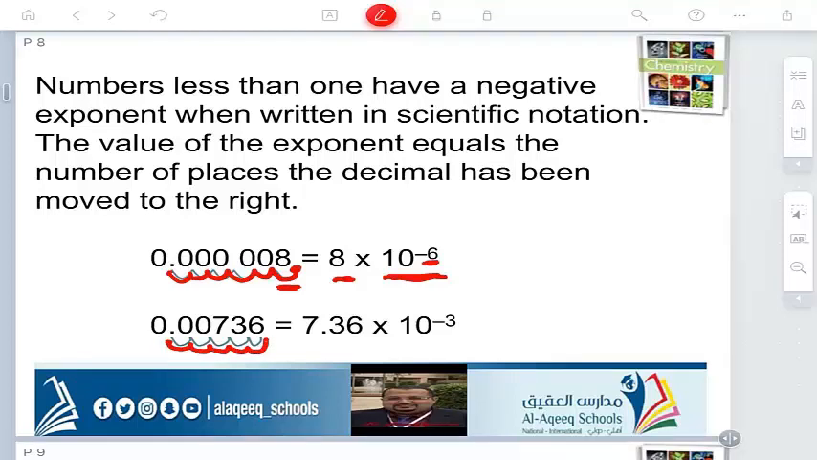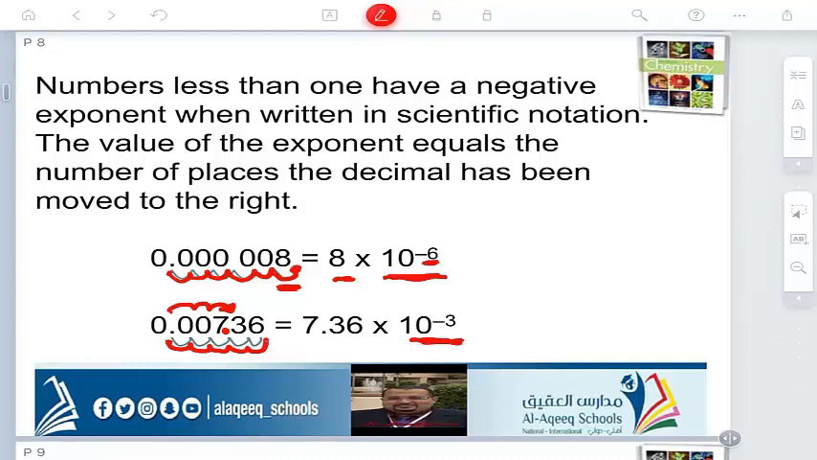5 steps. Okay? No, it's wrong. Why? Because we have to make the number between 1 and 10. So you have to put the decimal here. It means we have to move 1, 2, 3 only. 3 steps only. It means it's 10 to the power of negative 3. Why is it negative? Because we moved to the right hand side.